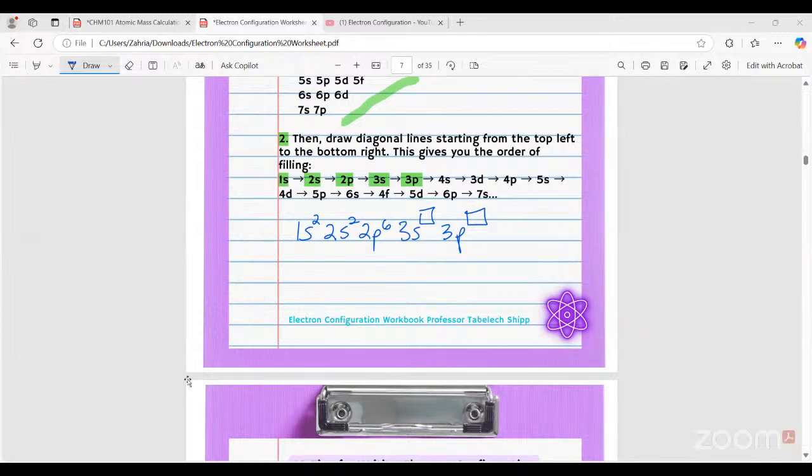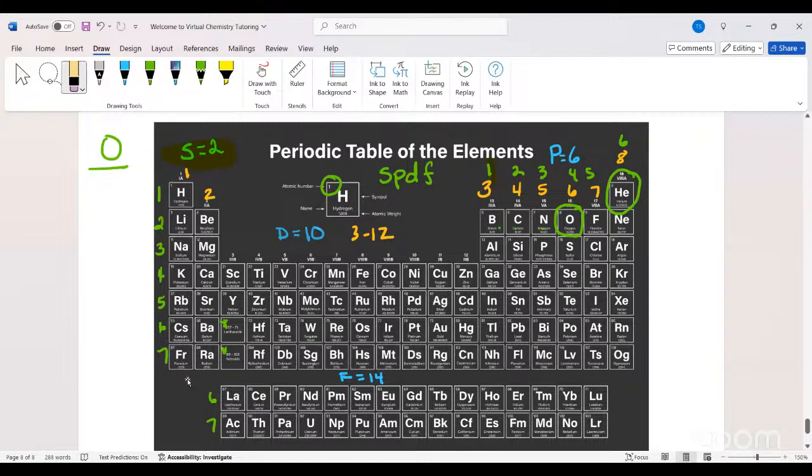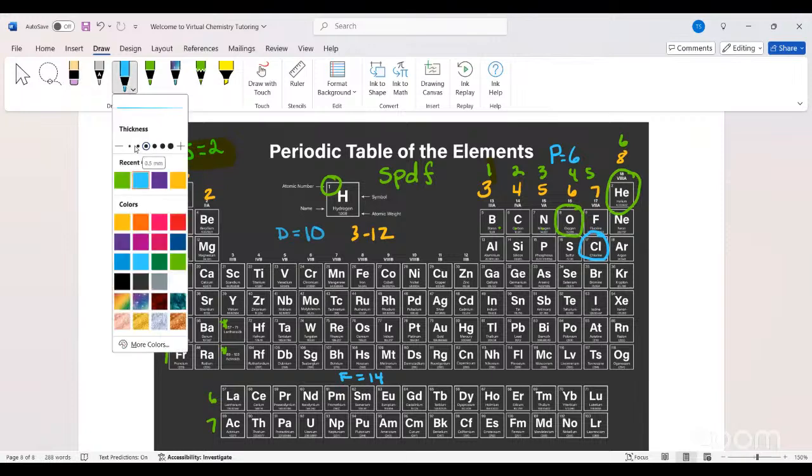Okay? We're going to pick, let's do chlorine. I'm circling chlorine in blue. See that? I circled chlorine in blue. Now, what are we going to do? We're going to first ask ourselves, how many electrons does chlorine have?